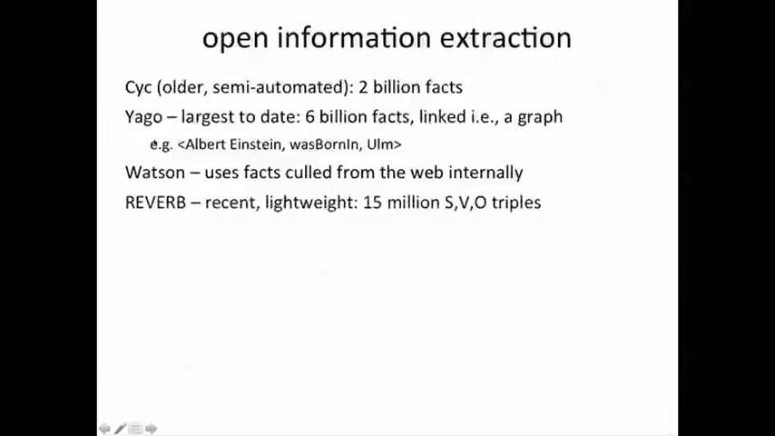Reverb is by the same group as Yago. It's more recent, it's lightweight, it's only got 15 million SVO triples so far. For example, it has things like "potatoes are also rich in vitamin C", so that the verbs are also verb phrases. It's sort of less useful than Yago in this sense, but it's much more diverse in the sense of the kind of phrases that it actually includes.